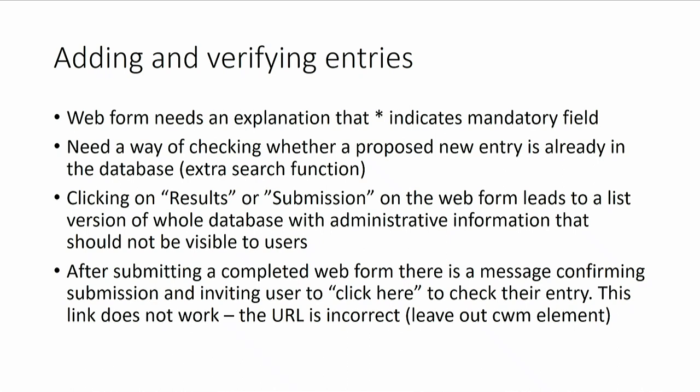So this is the last category, the last section about feedback, and it's around adding and verifying entries. The web form in which people can fill in for an initiative uses the asterisk, the star, to indicate which are mandatory fields. That's a fairly common thing to do, but there's no message on the form saying that if there's a star there, it's a mandatory field that you must fill in.